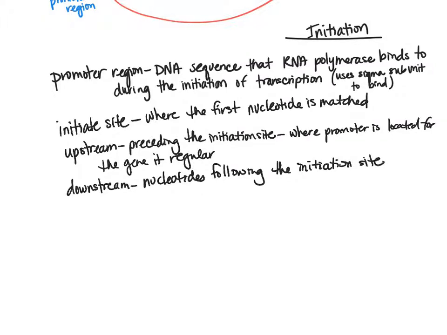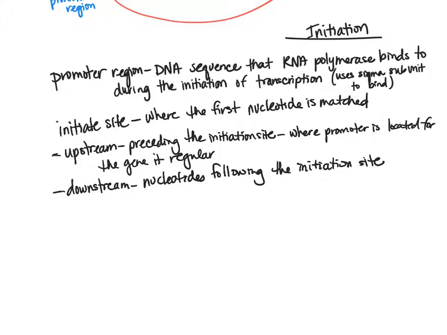So those are two terms: upstream and downstream. Both of these are related to the initiation site. So we have our initiation site where we put down our first nucleotide. Upstream is going to be previous to that, and downstream is going to be after that. So previous to that, or upstream, is where we have our promoter region.